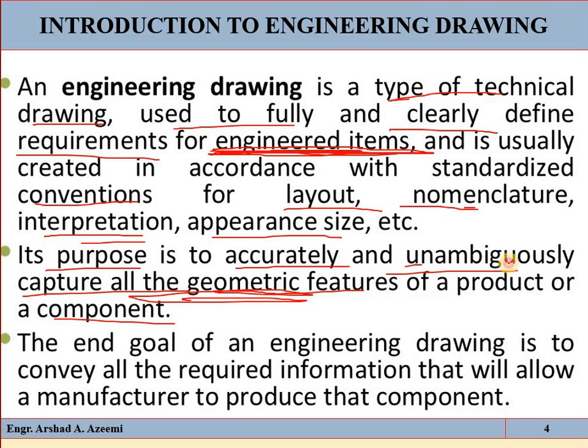And remember, it will be unambiguous, meaning there will be no ambiguity, nothing hidden; each and everything will be clearly and fully defined so that everyone may understand it. That's why engineering drawing is called a universal language. And the end goal of the engineering drawing is to convey all the required information that will allow a manufacturer to produce that component.